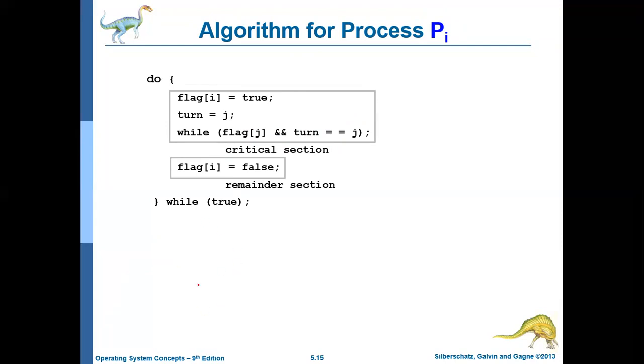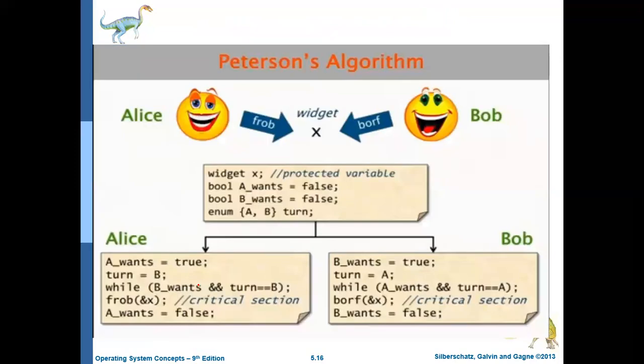So let us discuss this algorithm with an example. Let us assume there are two processes. One is Alice and the other one is Bob. Both of them are using a shared variable. Alice and Bob are using a shared variable, and the name of the shared variable is x.